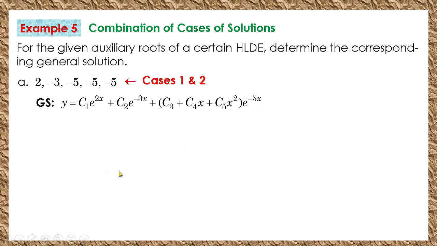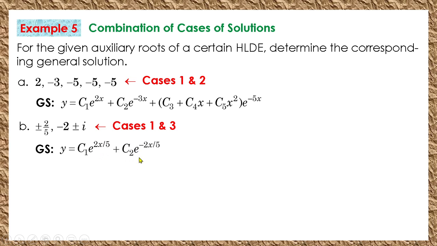So that's it. What if you have distinct real roots and an imaginary pair? Cases 1 and 3. Case 1 first: C sub 1 e to the 2x over 5 plus C sub 2 e to the negative 2x over 5. Don't forget, the exponent always has an x, times the root. Then e to the negative 2x, because of the imaginary pair, multiplied by C sub 3 cosine x, so 1x, plus C sub 4 sine x.